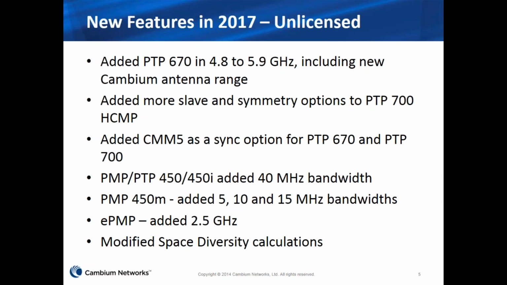We're also introducing a new range of Cambium antennas across the 5.1 to 5.8 gigahertz band, which are available for selection with the PTP 670. So you might see some new part numbers there that you haven't been used to seeing before.